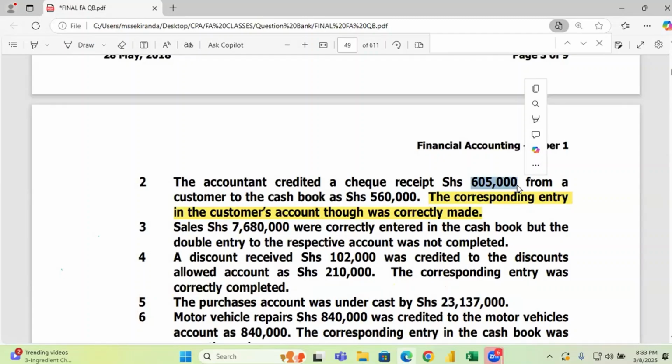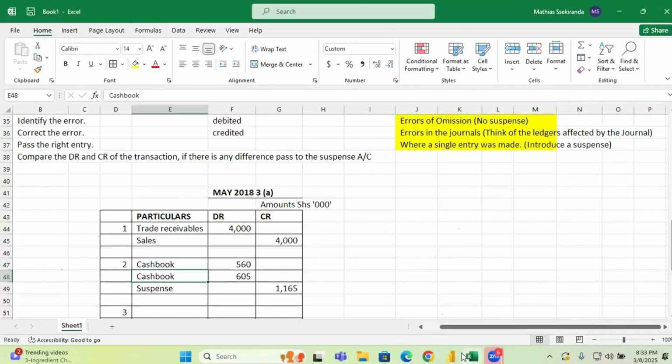That's why I said, when correcting the error, correct it with the same amount the accountant had posted in error. That's why we corrected the error by passing a reverse entry of 560, because that's what the accountant had posted on the credit side. But when we are passing the right entry, we pass it with the correct amount that was on the check, because you will not pass it on 560.